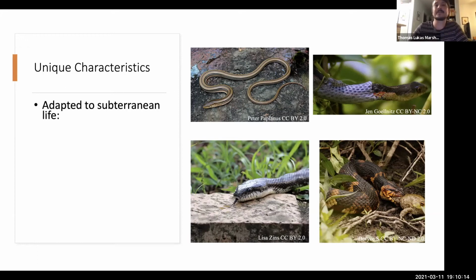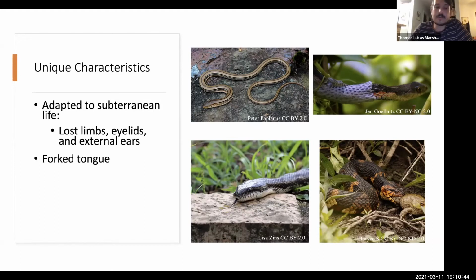So scientists think that snakes evolved from lizards or lizard-like organisms to live a subterranean or underground lifestyle. And so they developed these adaptations that suited their underground lifestyle. So they lost limbs, they lost eyelids, and instead of having eyelids, all snakes have a scale that covers and protects their eyes. And they lost external ears as well.